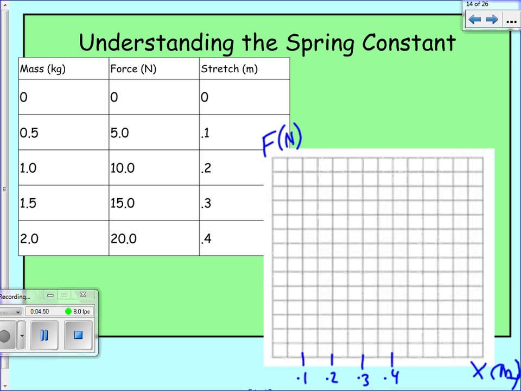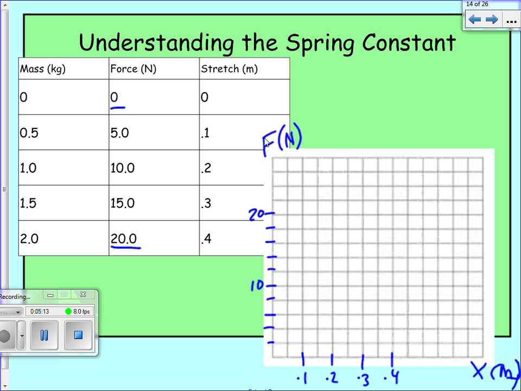Let's do the same thing for force. Force goes from 0 to a maximum of 20. So maybe what I could do is go up by 2s: 2, 4, 6, 8, 10 newtons, 12, 14, 16, 18, 20 newtons. All right, now let's go ahead and plot my data.